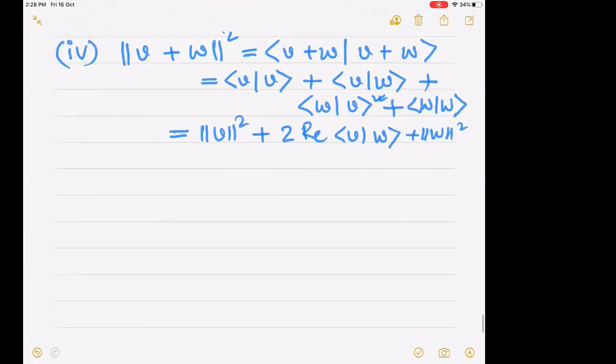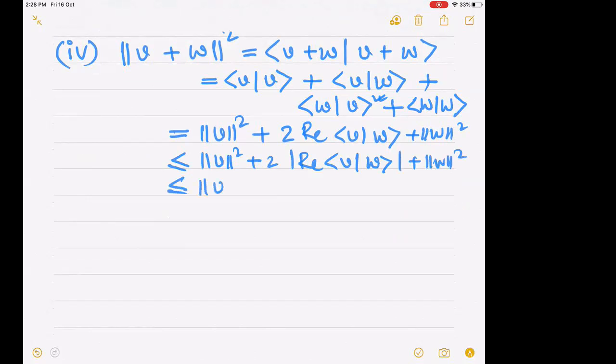Now notice that this is less than or equal to norm V squared plus 2 times the magnitude of the real part of VW, plus norm W squared. This is further less than or equal to norm V squared plus 2 times the magnitude of this complex number. We were looking at only the real part of it. Now I'm looking at the magnitude of the original complex number. So that's why I have this inequality.